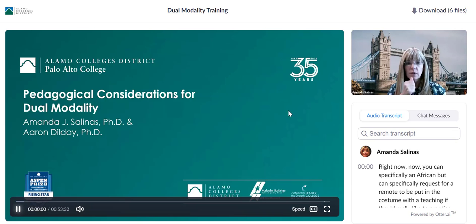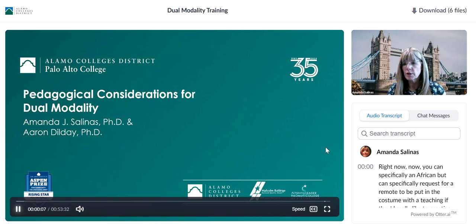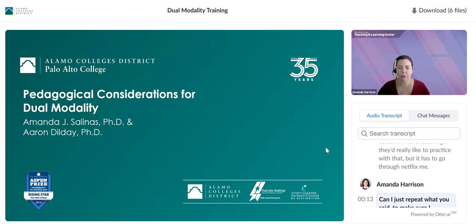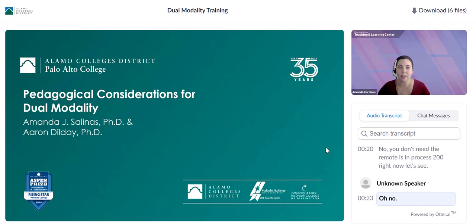Right now, a faculty member can specifically request for a remote to be put in the classroom where they're teaching if they'd really like to practice with that, but it has to go through Nick Blakeney. Can I just repeat what you said to make sure I understood? You're saying there's only remotes in Brazos, but the other buildings do not have remotes? No, the only remote is in Brazos 200 right now. That's the only remote. Understood.